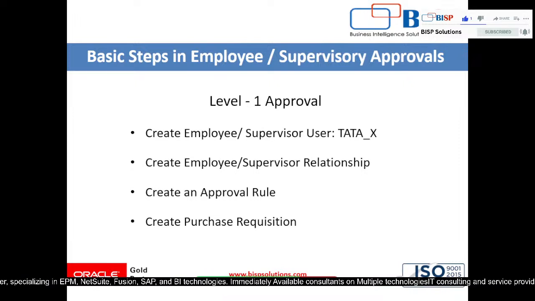So let's take one scenario for the level 1 approval. So we have to create the employee, right? And you can also say the supervisor, because we have already created the Casey Brown. So Casey Brown is the employee user, and we create one new user, that is our supervisor. You can say the manager of this Casey Brown, right? And we have to create the relationship. After that we will create the approval rule, and then we will create the purchase requisition, right?